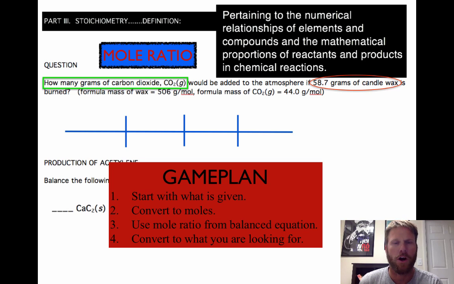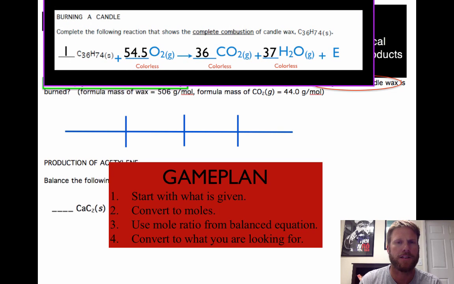The 4 steps are to start with what's given, convert that to moles, then use the mole ratio from the balanced chemical equation. That is the most skipped step by students. Finally, we are going to convert to the unit that we are looking for. So we're going to be referencing this balanced equation, and we're going to go through the game plan.